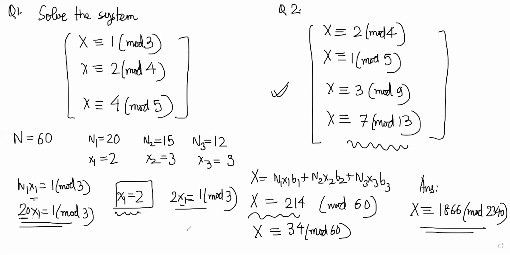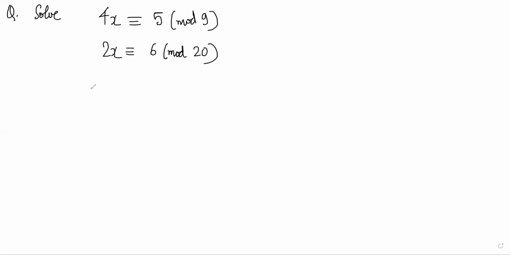Okay, now we will do this one. Question is this: solve 4x is congruent to 5 mod 9 and 2x is congruent to 6 mod 20. Now, this is slightly different because notice the 4, 2, and 6 there. In the Chinese remainder theorem, we didn't have these numbers, right?